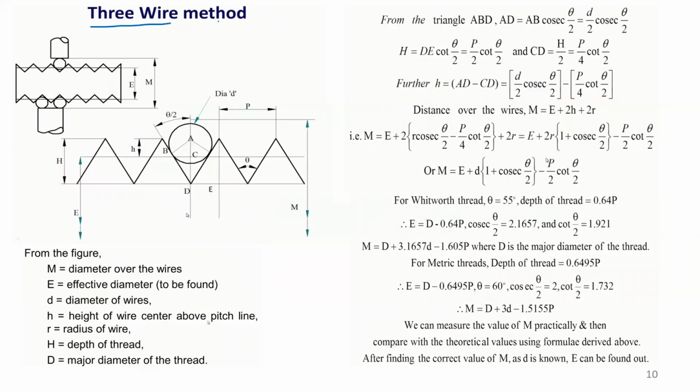So this is the three-wire method. As already told for the two-wire, in the three-wire method, two wires are placed on successive grooves on one side of the screw thread, and one is placed opposite to these grooves. So here we need to find out the effective diameter.